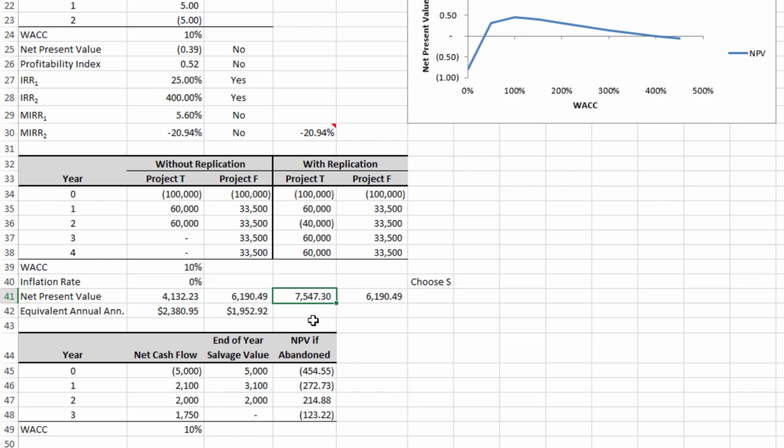And then finally, we had this project at the end where we were looking at the abandonment value. So we calculated the NPV if we abandoned it immediately, or after 1 year, or after 2 years, or after 3 years. And what we found was that the optimal life of the project, the economic life of the project, was 2 years. So I hope that you found that helpful.